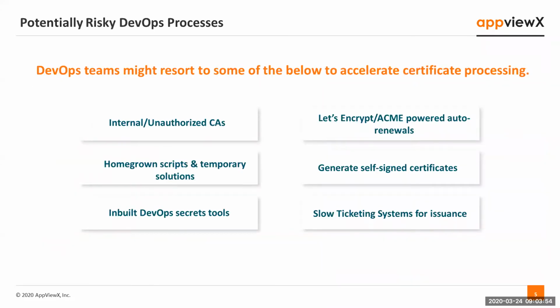So some of the potential risks within this sort of manually driven pipeline can include the DevOps team resorting to some accelerated certificate processing, whether that's self-signed certificates, purchasing their own certificates from CAs, and thus violating the overall PKI management and governance practices.